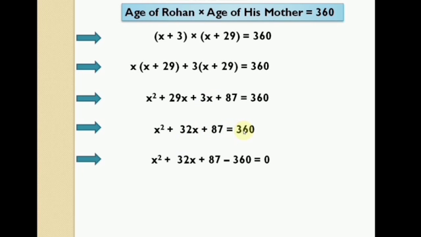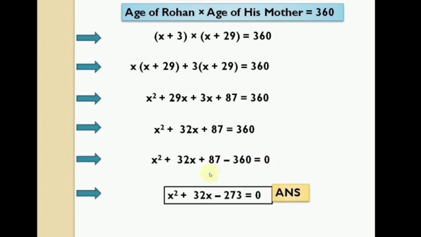Now we will shift this 360 to the left hand side, we will get x square plus 32x plus 87 minus 360 equals 0. And when you subtract, we will get x square plus 32x minus 237 equals 0. This is a quadratic equation.